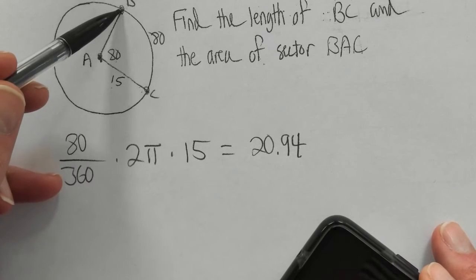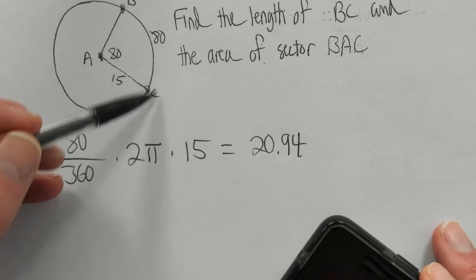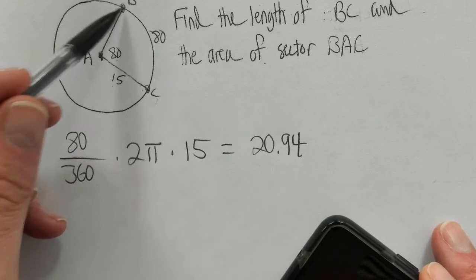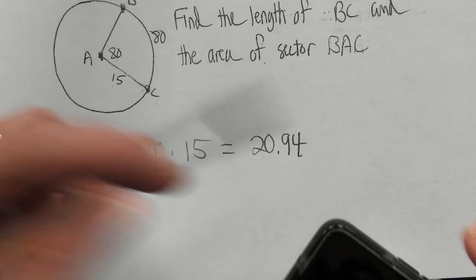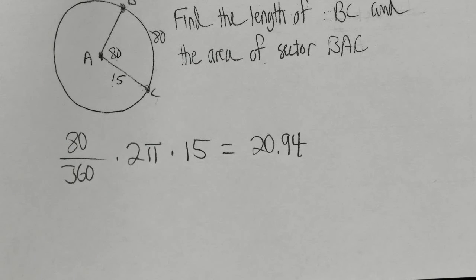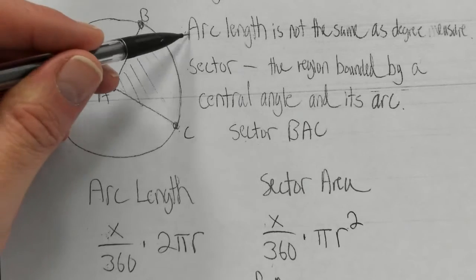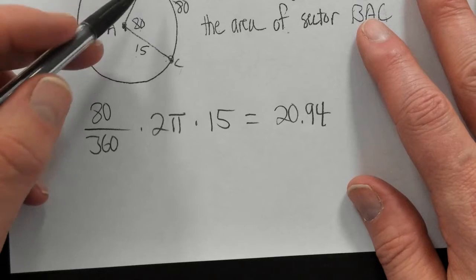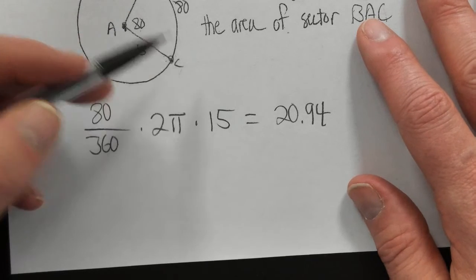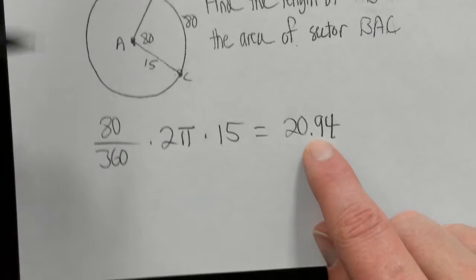So notice, the degree measure of arc BC is 80 degrees, but the length is 20.94 feet or centimeters, whatever the units are. All right, so notice there are two different measurements, and that's the first thing that we said. Okay, so the degree measure, 80 degrees, but the length of the arc is 20.94.